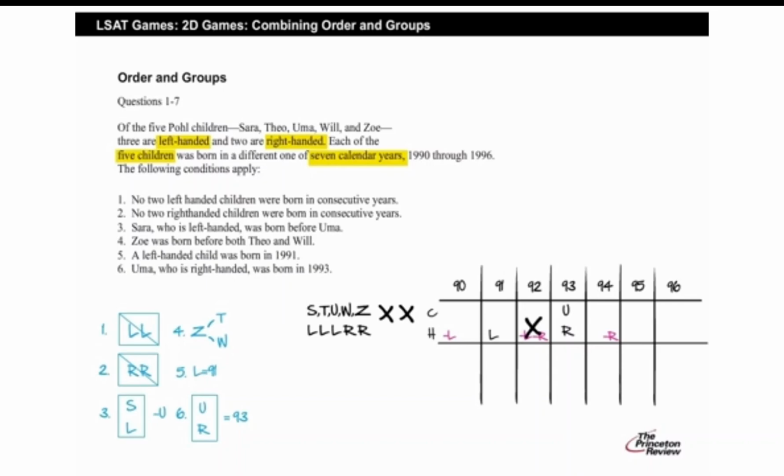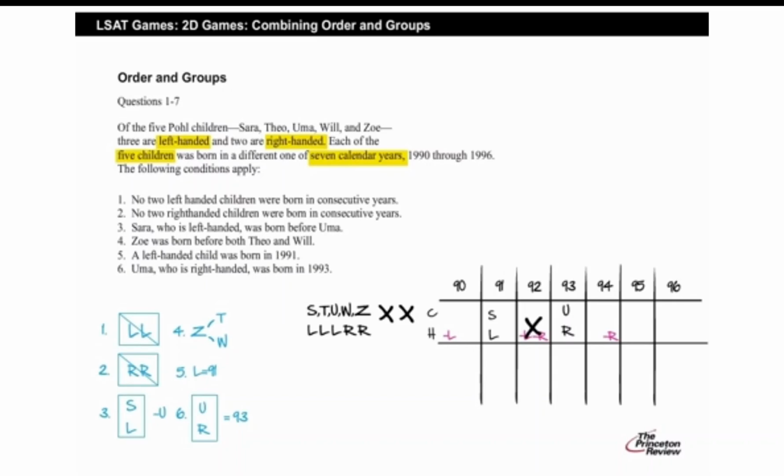Since U shows up in 2 clues, one of which also mentions S, that is a good place to look next. S has to be before U, and you deduce that there's no child in 92. And you also deduce that there cannot be another lefty in 90 without violating the first clue. So the only place S can be is in 91.